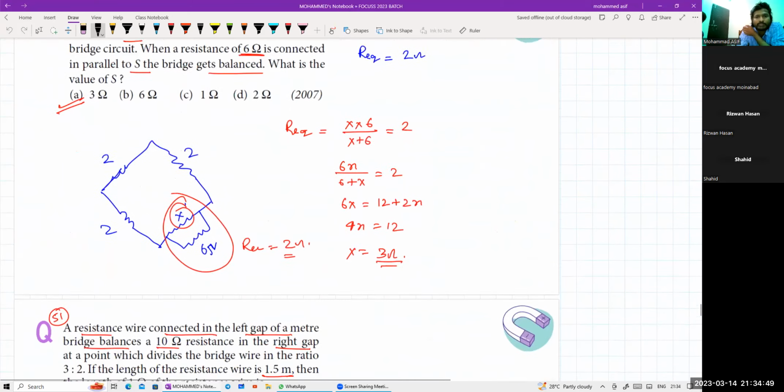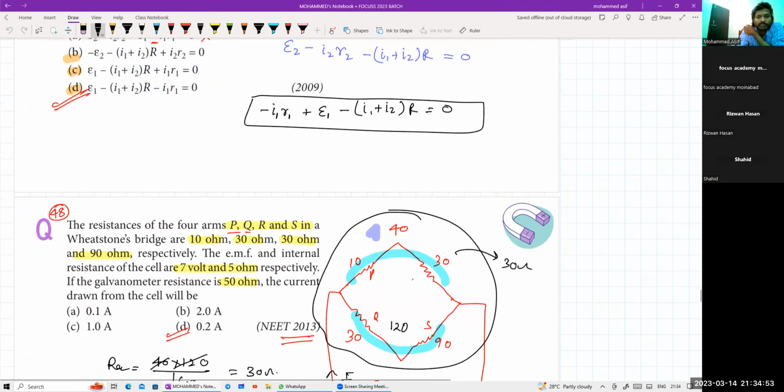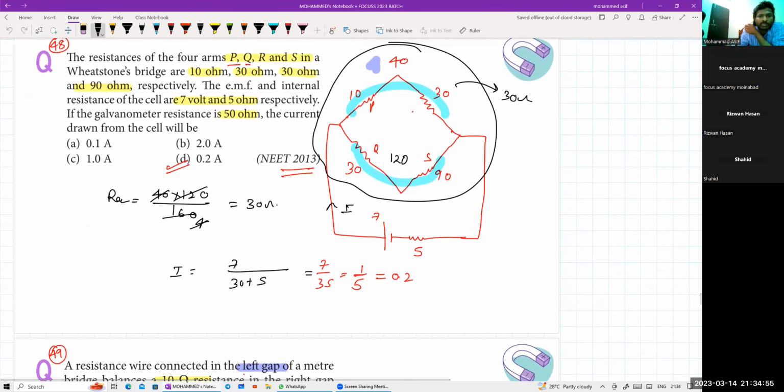PYQ देखो बेटा। 2013 नीट का क्वेश्चन. The resistance of the four arms P, Q, R and S in a Wheatstone bridge are 10 ohm, 30 ohm, 30 ohm and 90 ohm. P के पास 10 है, Q के पास कितना है, 30. ये P, ये Q, ये R, और ये S.